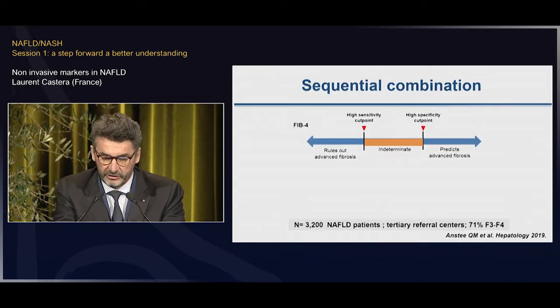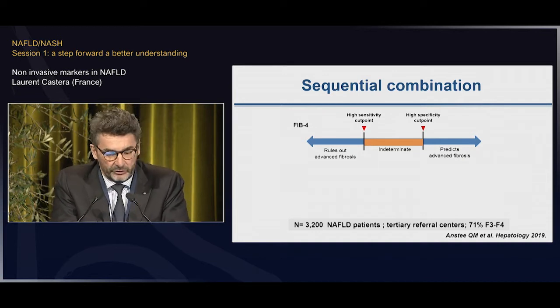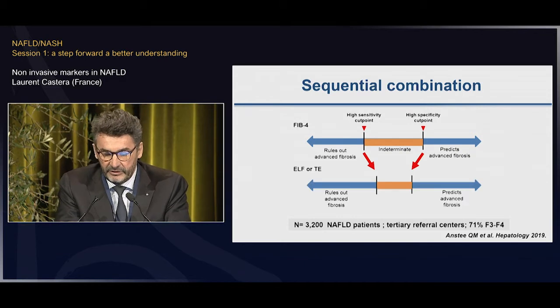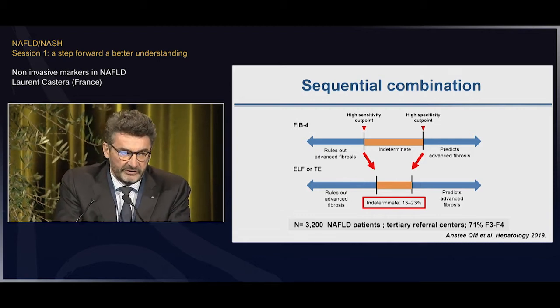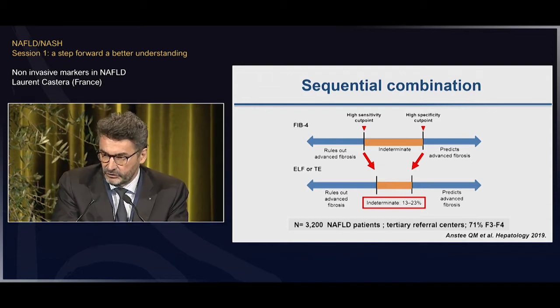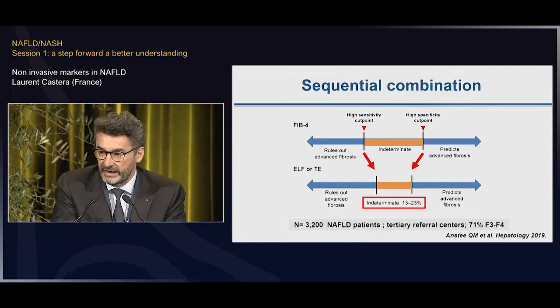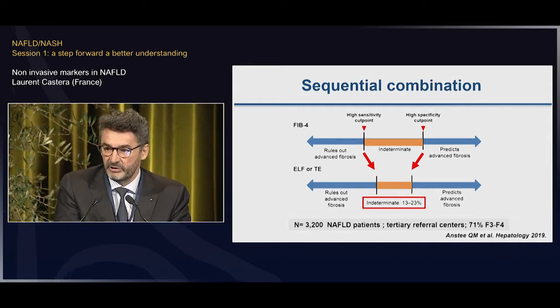What about sequential combination? As I mentioned, you have a lot of indeterminate results if you use FIB-4. But if you use a second test, then you're going to decrease the rate of indeterminate. This is what we learn, again, from the Stellar cohort, large cohort. But again, I want to stress that the prevalence of advanced fibrosis is even higher than what I've shown you, 71%. So not sure we can extrapolate this result to the primary healthcare setting.